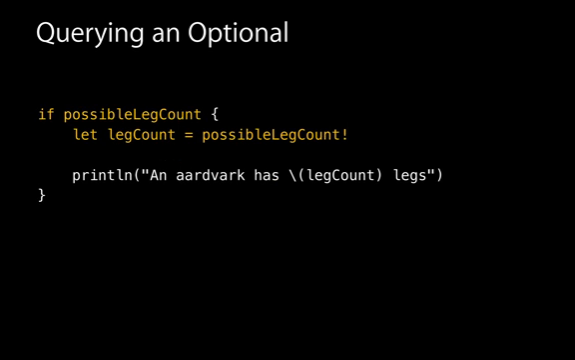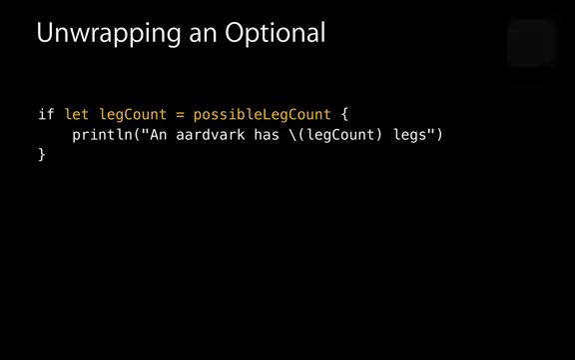Because of this, there's a very common pattern in Swift, which is to say, is there a value in this optional thing? If there is, then unwrap it, give me the value back so I can use it. So common, in fact, that we have a special syntax for this that's much safer. It bundles those two steps into a single step. And what this does is it says, if possible leg count has a value, unwrap it, give it back to the leg count constant, and then I can use it in the block of code. If there is no value, block of code is skipped.